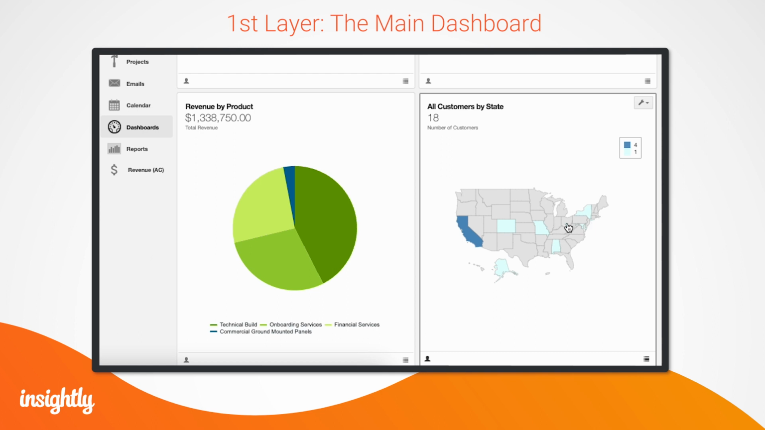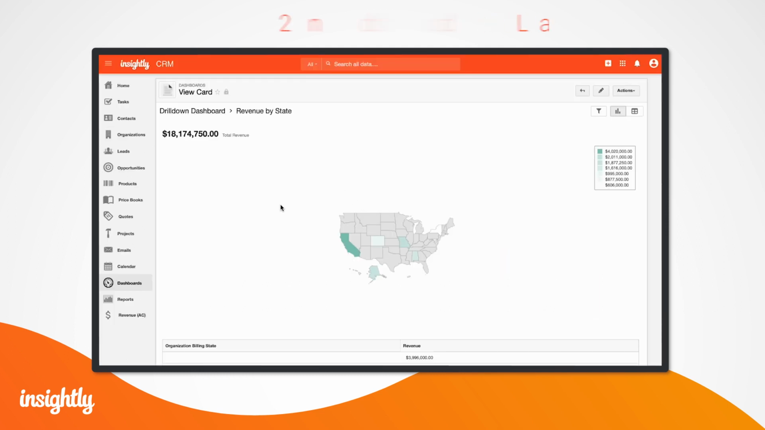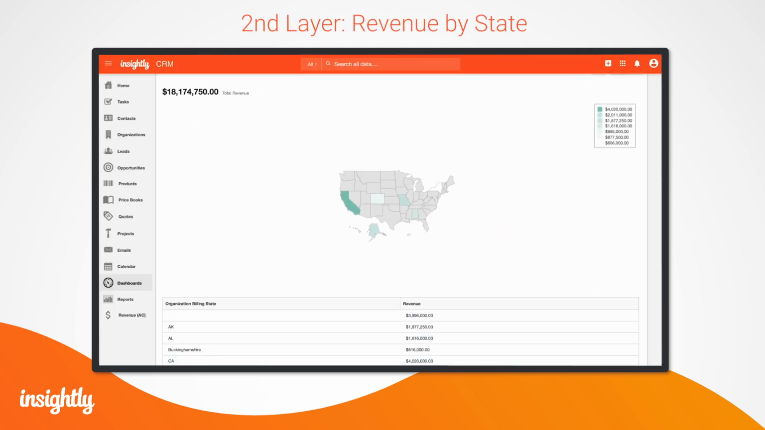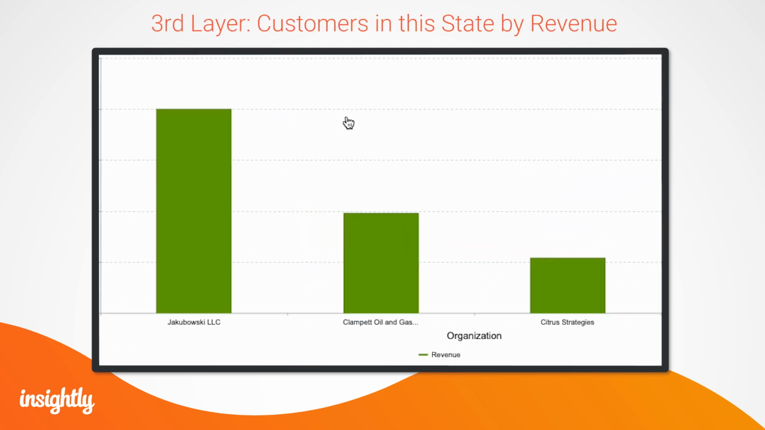By reviewing this revenue by state card, you've got a high-level overview of where most of your company's sales are coming from, and can see that California is by far your biggest source of revenue. But you want to get a better understanding of which customers are actually making up that revenue. All you have to do is click on California to drill down. Now you can see a new card that shows all of your customers located in California and their relative spends.